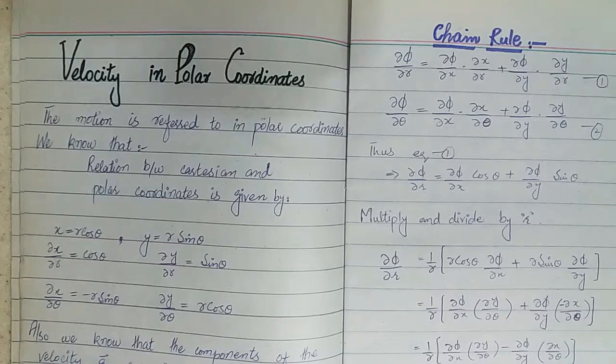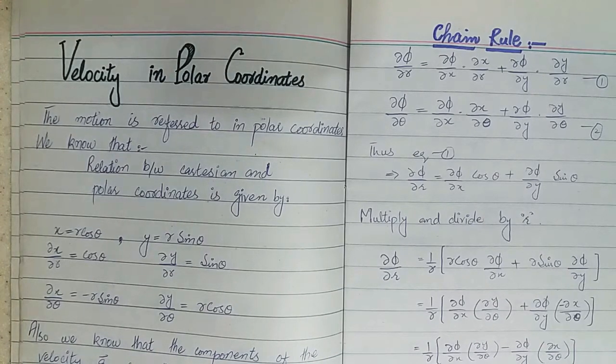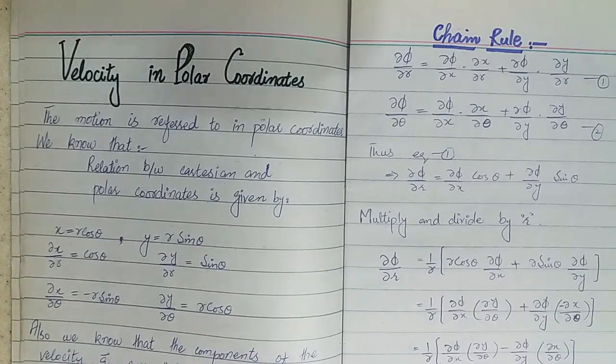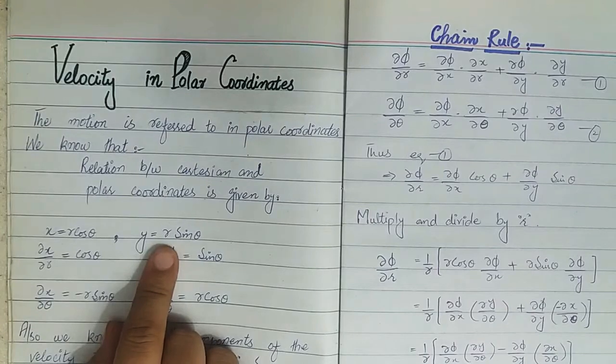In today's topic we will discuss the components of velocity of two-dimensional motion of fluid in polar coordinate form. Firstly, we have discussed velocity components of two-dimensional motion of fluid in Cartesian coordinates, which contain the x-axis and y-axis. But when we discuss velocity components in polar coordinates, the polar coordinates will be in r and theta form. The relation between Cartesian and polar coordinates is given by x is equal to r cos theta and y is equal to r sin theta.